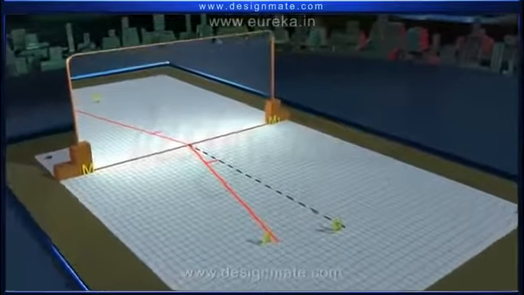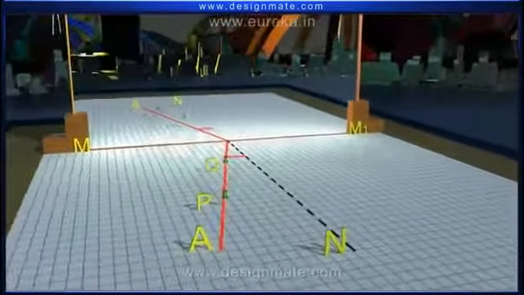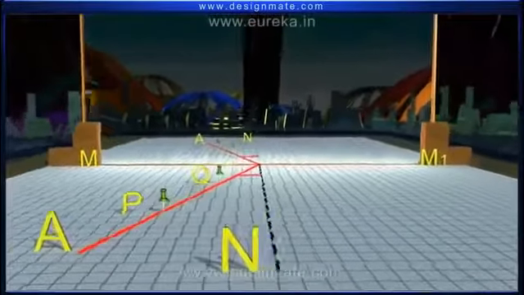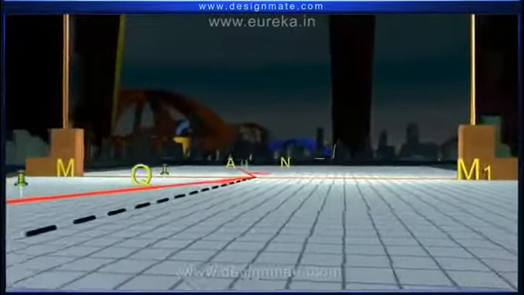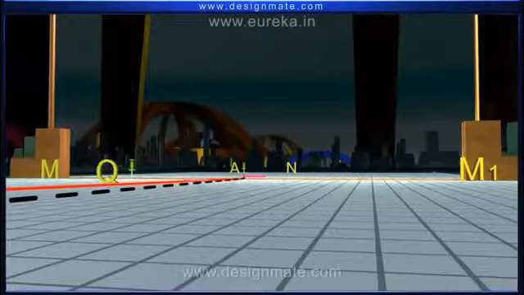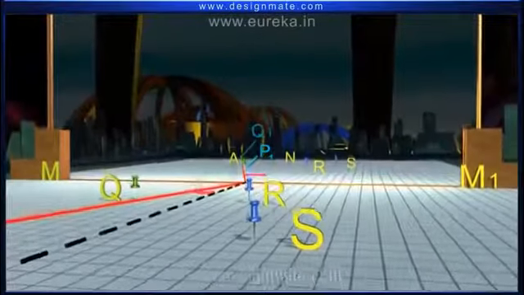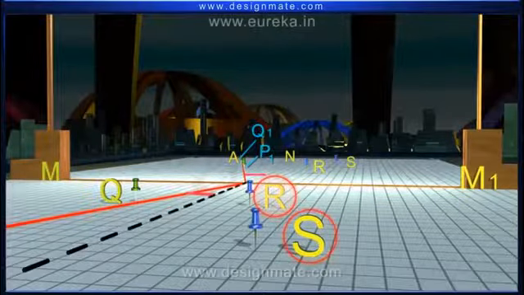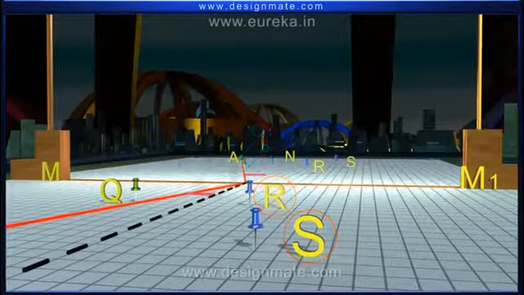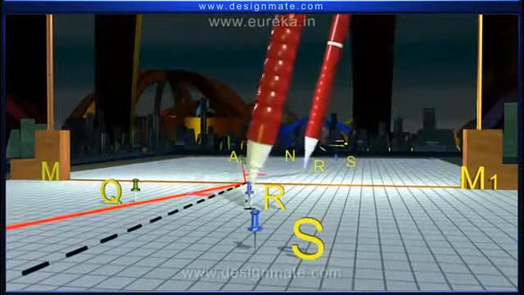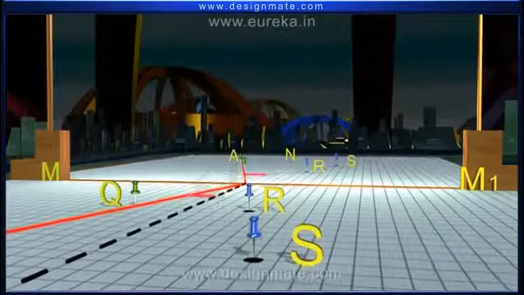Fix 2 pins, P and Q, upright on the ray AO. Observe the images P1, Q1 of P and Q from the other side of the normal in such a way that both of them lie on the same line. Now, fix pins R and S on the board in such a manner that P1, Q1, R, and S are all seen in one straight line. Encircle the position of pins R and S with a pencil.